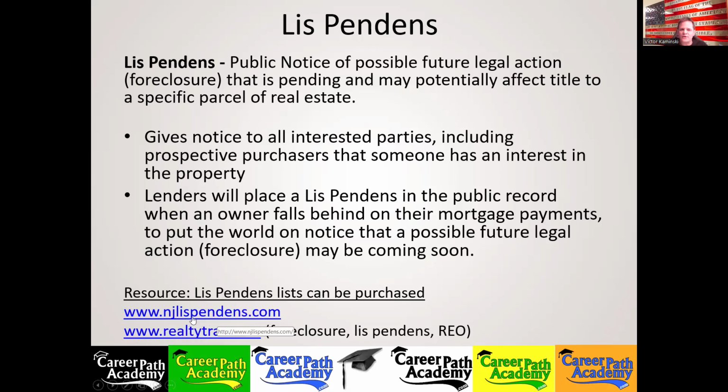I think these ones may be better as far as lis pendens. I haven't tried out Remine for looking at lis pendens yet, but njlispendens.com or RealtyTrac. RealtyTrac doesn't just include lis pendens information, it also includes foreclosure and REO. REO is real estate owned by a bank that has already been foreclosed on, and now it's owned free and clear by the bank. Those banks will relist those properties for sale, usually with a real estate agent, to try to sell the property. So the fees may vary between these, but either way, they both carry lis pendens lists.